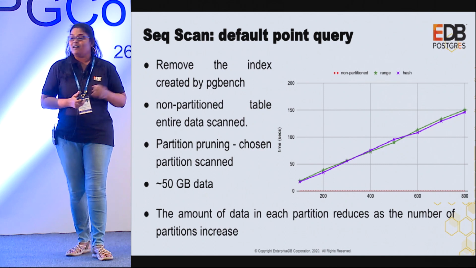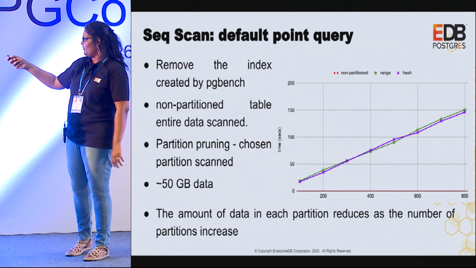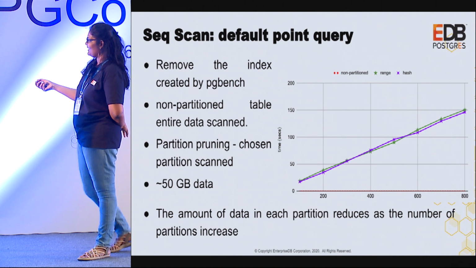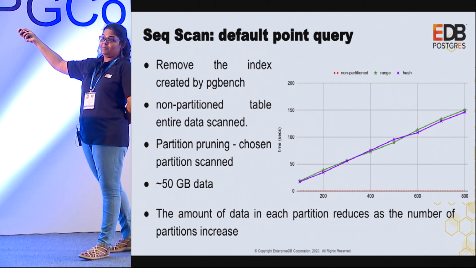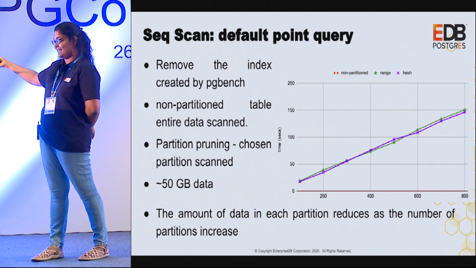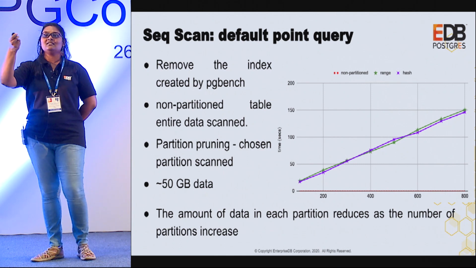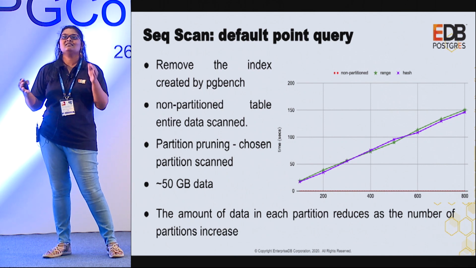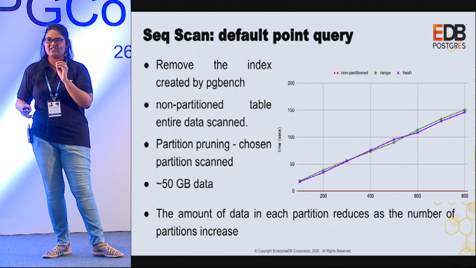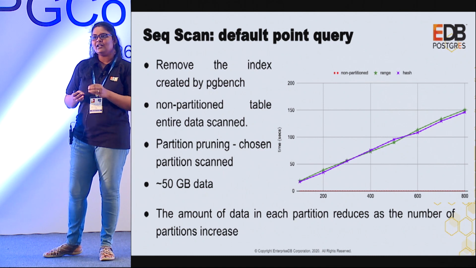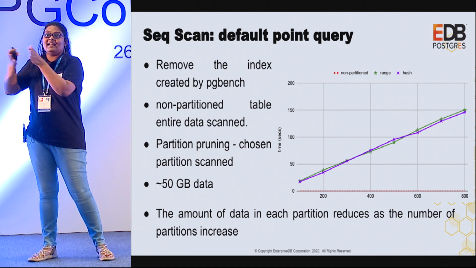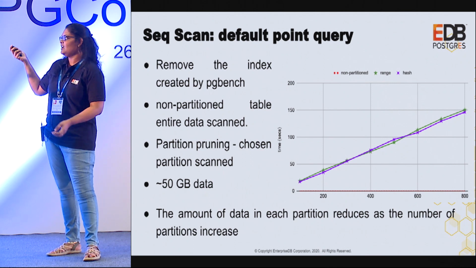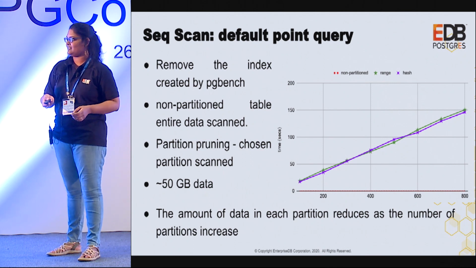So as the x-axis denotes the number of partitions, as you can see, as I increase the number of partitions, there is very good improvement in performance when I'm using Seq Scan. Why this happens is because for the same amount of data, if I create a large number of partitions, the amount of data in each particular partition reduces. And so ultimately you're performing a sequential scan on very little data. And that's the reason why the performance increases as you increase the number of partitions in this case.